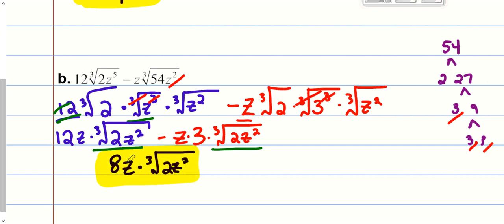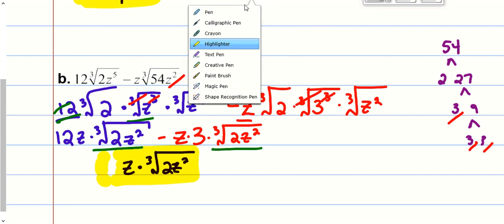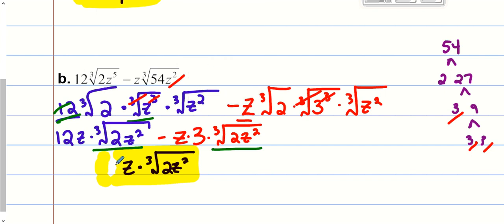A little bit of work that had to be done. You know what? I did it again. That's not 8. That is 9. 12 minus 3 is 9, not 8. I never claimed to be perfect. I'm sorry. Okay, so 9z times the cube root of 2z squared. The key is when you make a mistake, figure it out and fix it. All right, so there we go with 6.2.